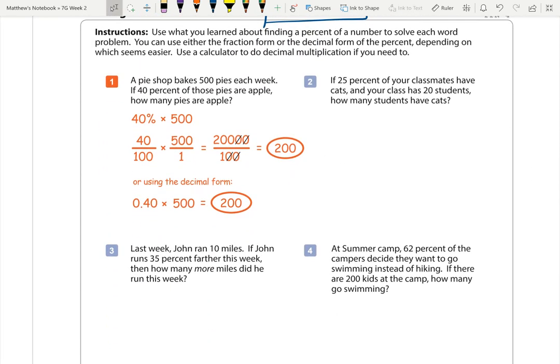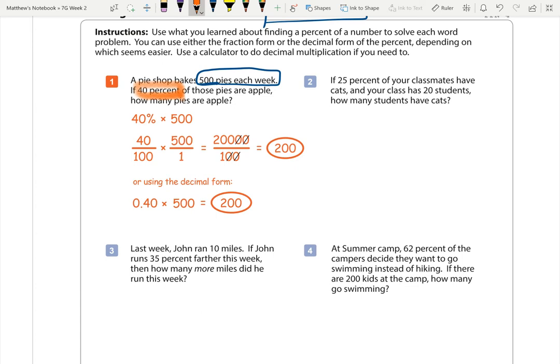In the real world. So it says use what you have learned about finding a percent of a number to solve each word problem. And what we learned was simply just moving that decimal place over 2 spots, multiplying it by that number. All right. So let's go ahead and interpret this first one. It says a pie shop bakes 500 pies each week. If 40%, so there's our percentage right here, of those pies are apple, how many pies are apple?